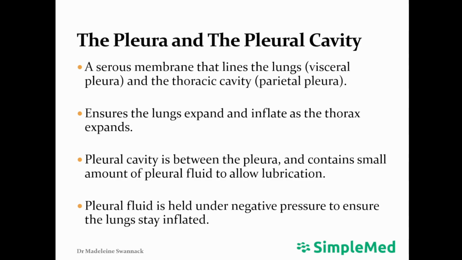Between the parietal and visceral pleura is a small cavity known as the pleural cavity. It contains a very small volume of fluid known as pleural fluid. This fluid allows the pleura to slide effortlessly over each other during the movements of respiration. The pleural fluid also acts to keep the lung inflated against the chest wall because of the negative pressure within the pleural cavity.